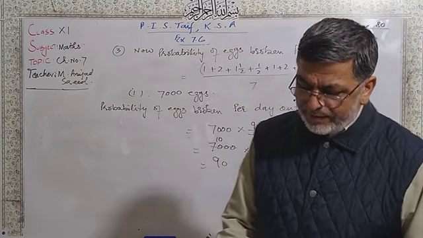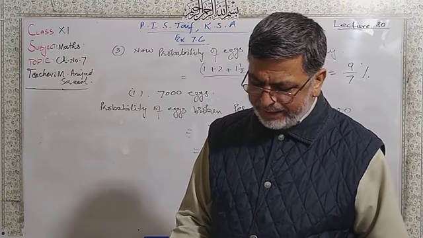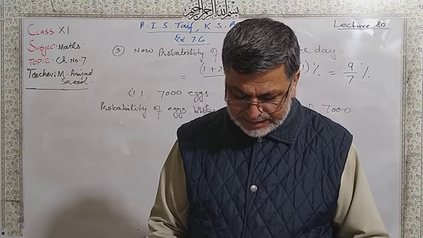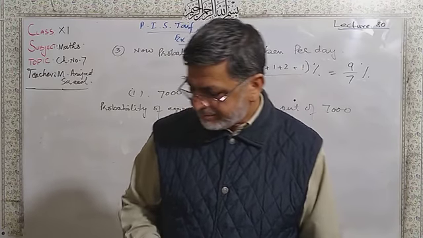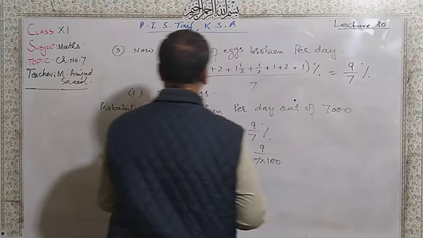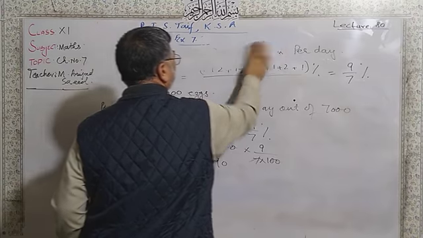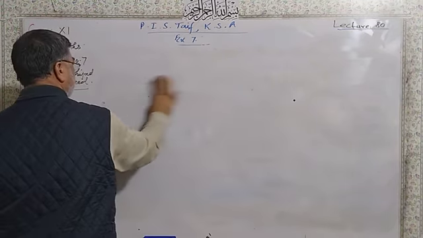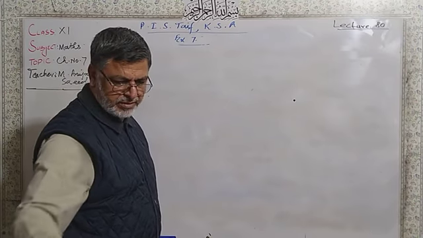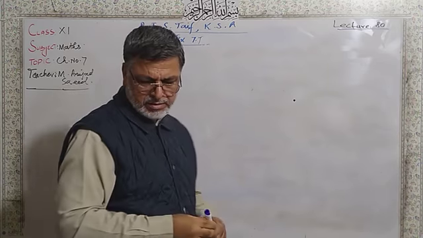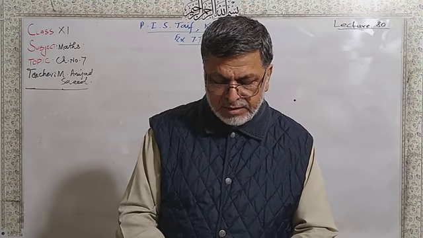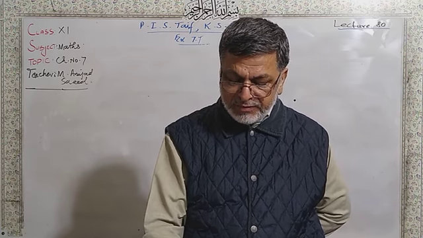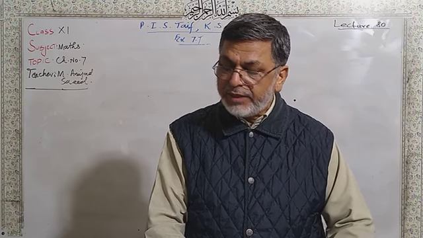By using the same method, you can find the values for 8,400 eggs, 10,500 eggs. Dear students, after that, we have exercise 7.7. Exercise 7.7. We have question number 1. If sample space is 1 to 9, event A is 2, 4, 6, 8, and event B is 1, 3, 5, then find the probability of A union B.